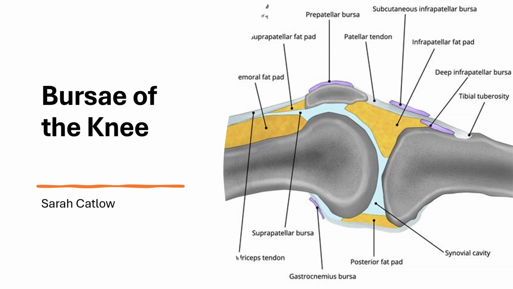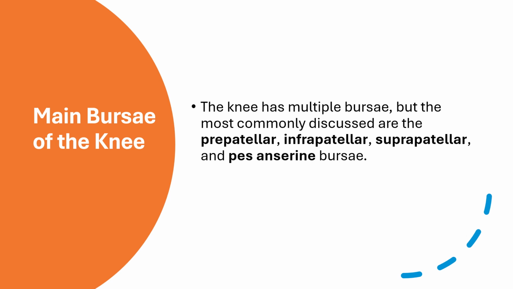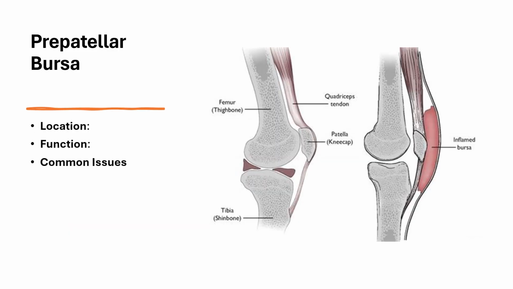Now the knee joint contains several bursae which play an essential role in protecting it during activities that involve repetitive movements or pressure. So let's look at the main bursae of the knee. The knee has multiple bursae, but the most commonly discussed are the prepatellar, infrapatellar, suprapatellar, and the pes anserinus bursae. So let's start by looking at the prepatellar bursae.